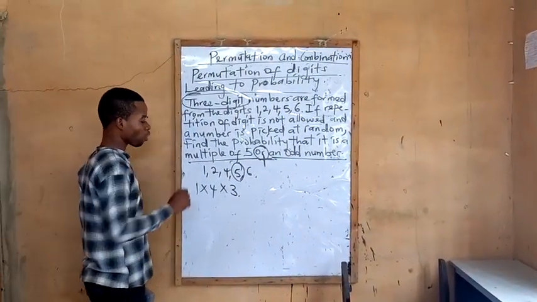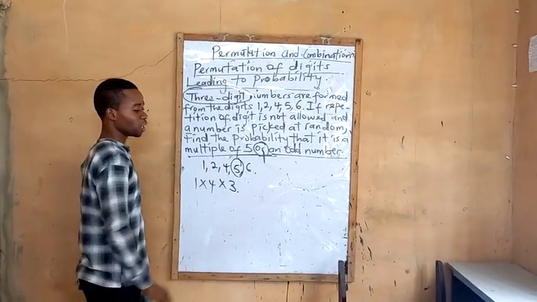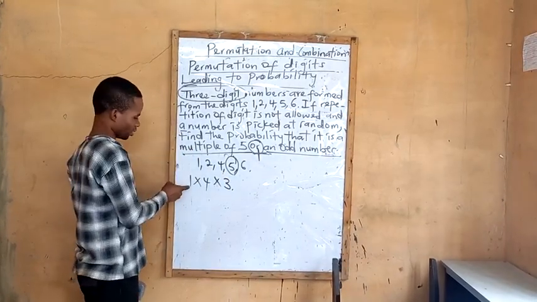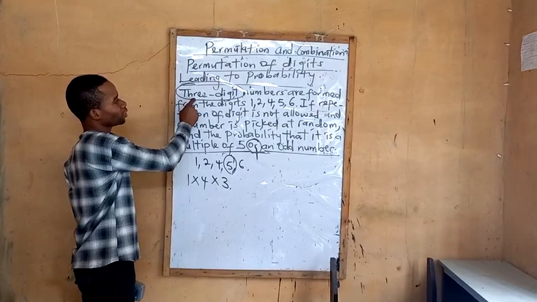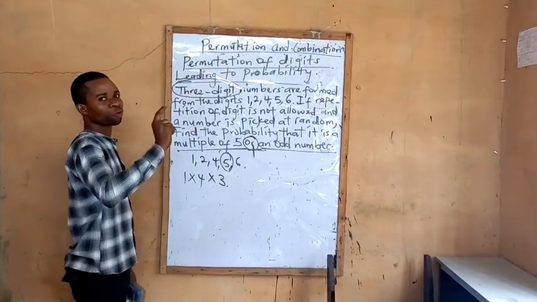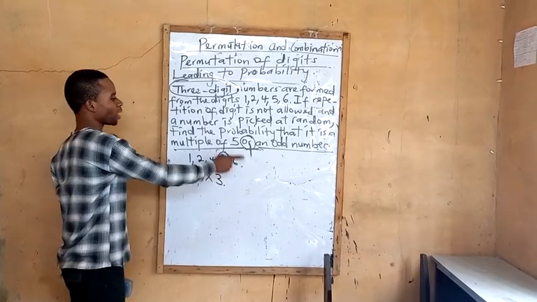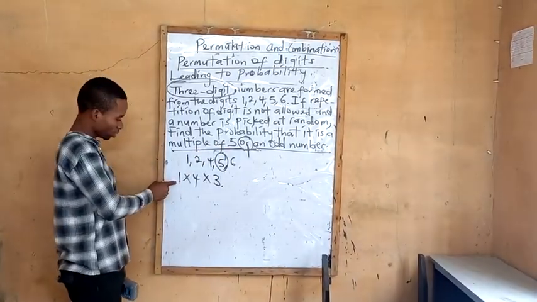So the only multiple of 5 I have here is 5, and after 5 there is no other multiple of 5. So how many numbers are a multiple of 5 like that? That's 1. And that 1 represents the first digit, because we are forming 3 digits. Out of the 3 digits I'm going to form, that 1 represents the first one.